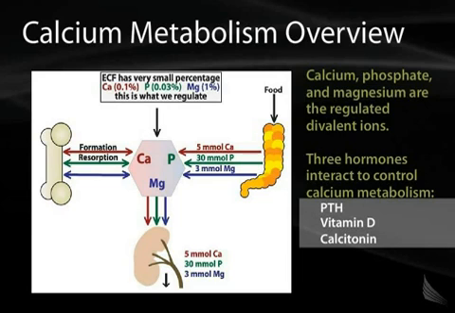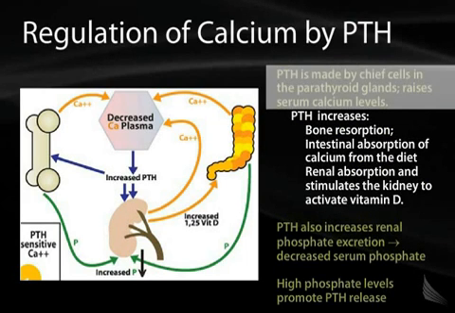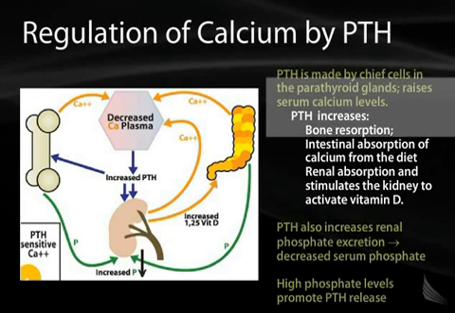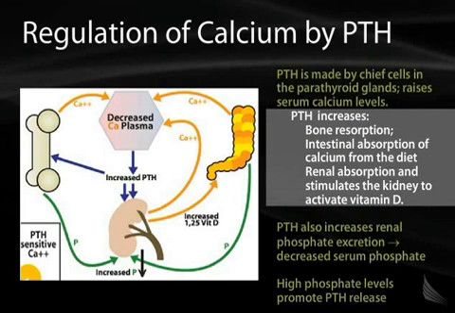We'll cover each of these hormones in detail in this section. It's also important to note that calcium regulation is considered a very high yield topic for Step 1. Primary regulation of calcium is by PTH. PTH is made by the chief cells in the parathyroid glands, and its primary role is to raise serum calcium.